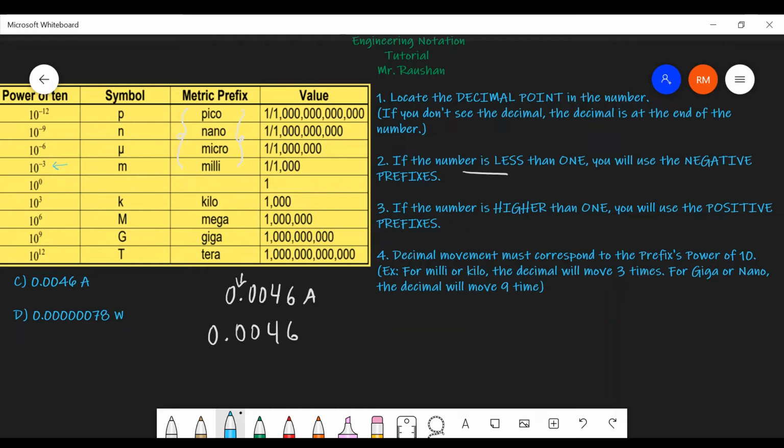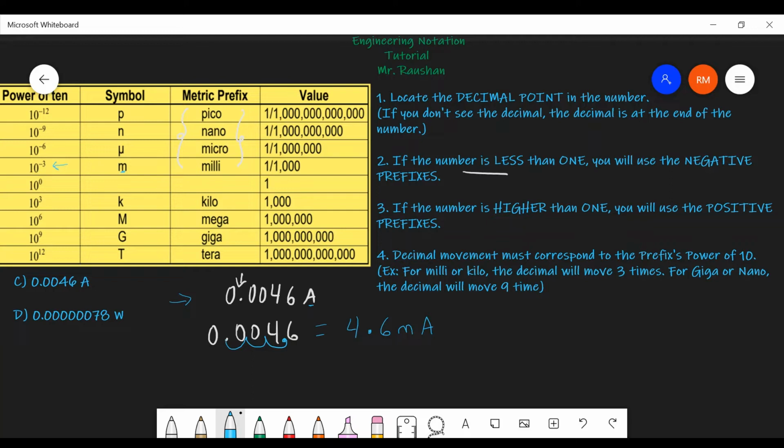Now, you are converting a number that is less than 1 to notation form, so our decimal will move towards the right. We're going to move it 3 times to the right. 1, 2, 3. That's where we place it. So my answer is going to be 4.6. What's the letter? It's going to be lowercase m, because it's milli. We moved it 3 times. Milli, and then the unit amps.